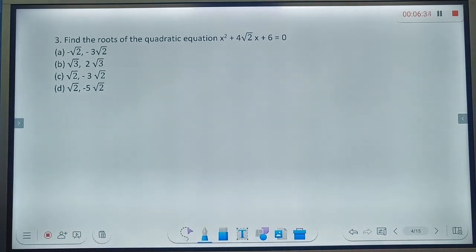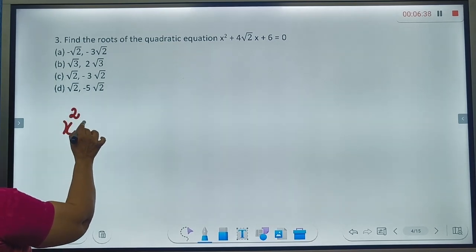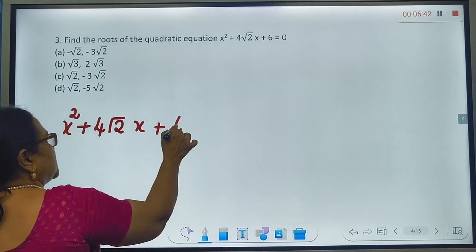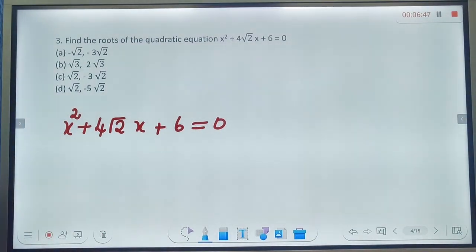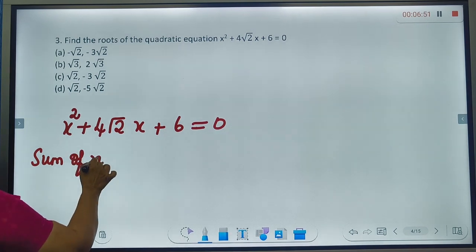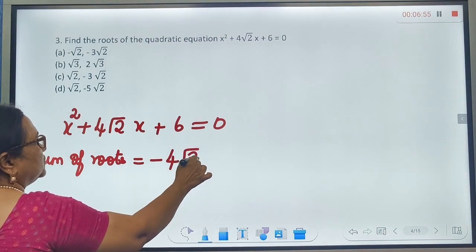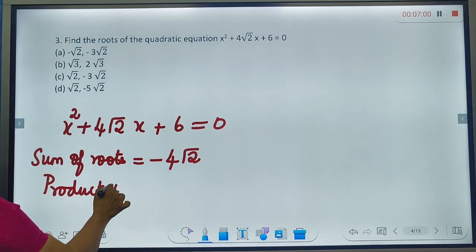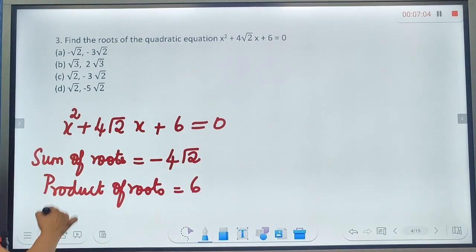Let's look at the next problem. You have to find the roots of the quadratic equation x square plus 4 root 2x plus 6 equal to 0. You know that sum of the roots will be minus b by a, which is minus 4 root 2, and product of the roots is c by a, which is 6 by 1, which is 6.